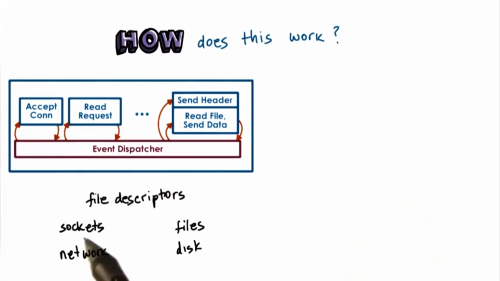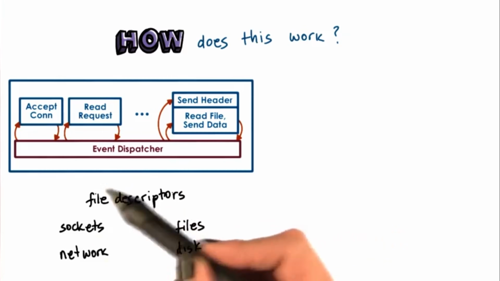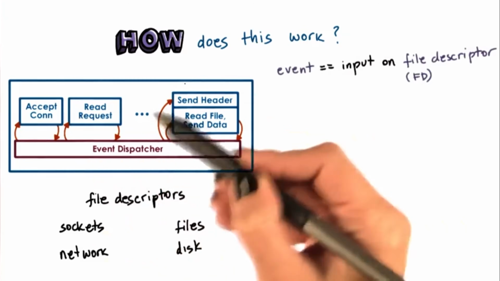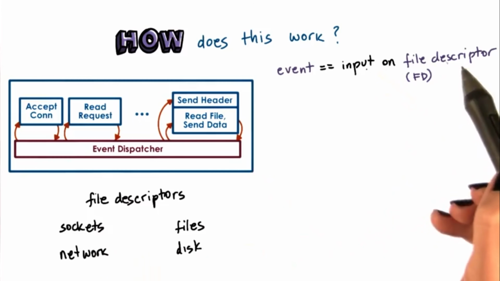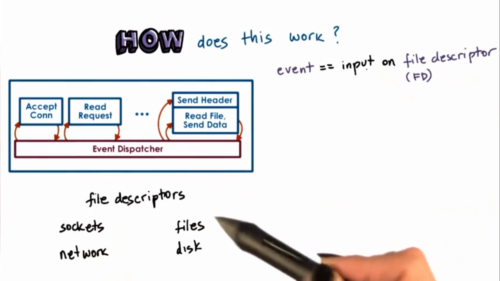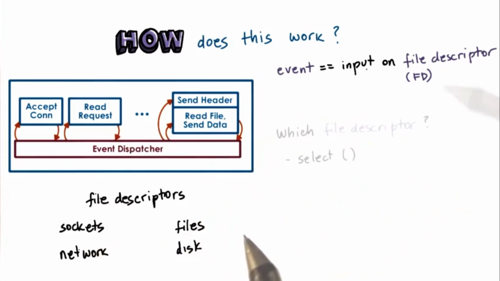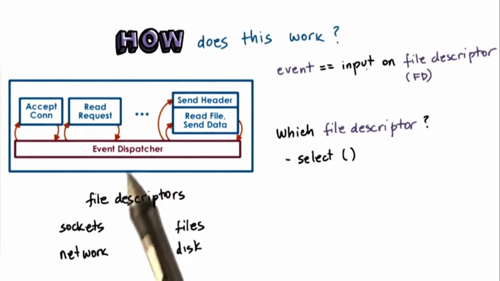Now, although they're called differently, sockets and files, it is quite fortunate that internally the actual data structure used to represent these two different abstractions is identical. It's called the file descriptor. So an event in the context of this web server is an input on any of the file descriptors that are associated with it. So on any of the sockets or any of the files that are being accessed by the connections that these sockets carry.